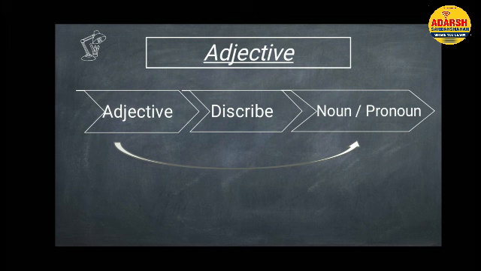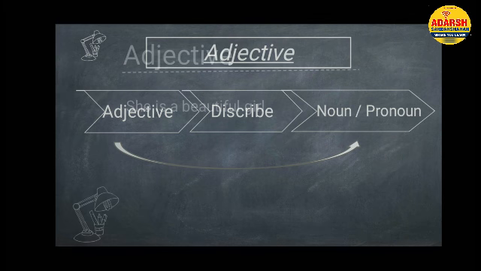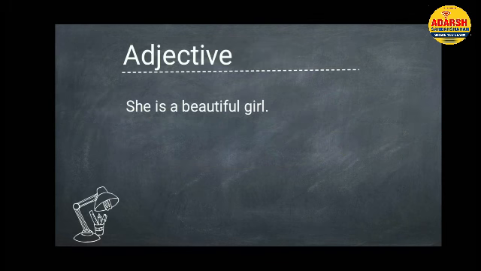Adjective is a word used to describe a noun or pronoun. So let's understand it with an example. She is a beautiful girl. Here we are describing the girl as beautiful. So beautiful is an adjective.